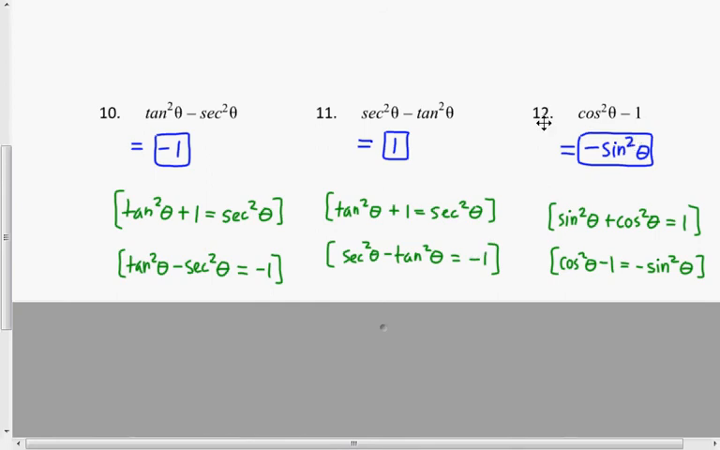For number 12, cosine squared and a 1, that's 2 components of this Pythagorean identity, and I can see if I did subtract the 1 to this side, I would have to subtract the sine squared to the other side. And so cosine squared minus 1 would equal the negative sine squared. So that's what I've replaced this expression with, negative sine squared.